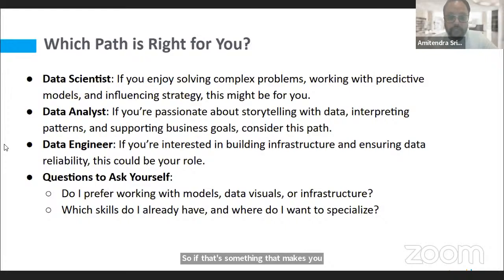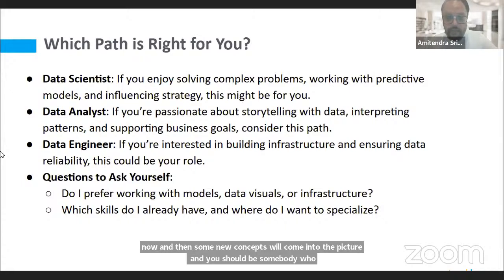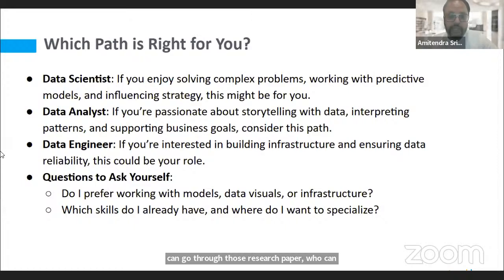So a lot of experimentation, a lot of study also, I would say, because every now and then some new concepts will come into the picture, and you should be somebody who can go through those research papers, who can understand those research papers and books, and then implement that into your Python code. That's the kind of job role which is quite exciting, but at the same time, you have to keep reading about new advancements. You have to keep abreast with the newer technology. That's what the job role would be, data scientist, if that suits your interest.